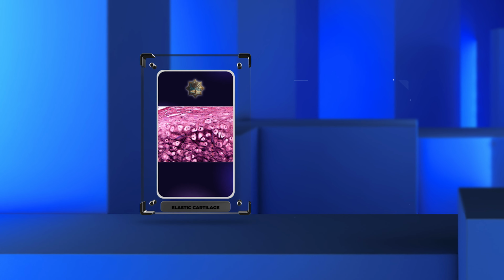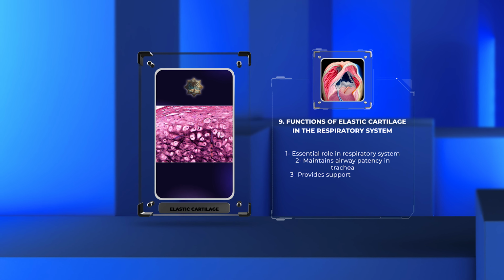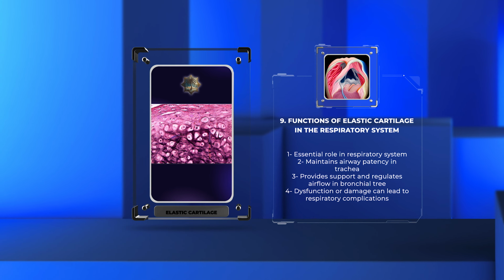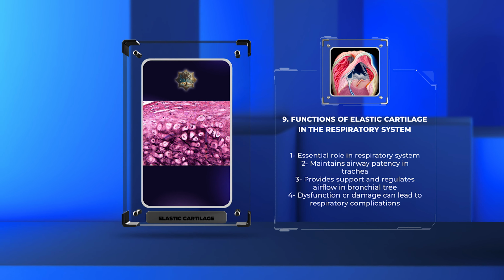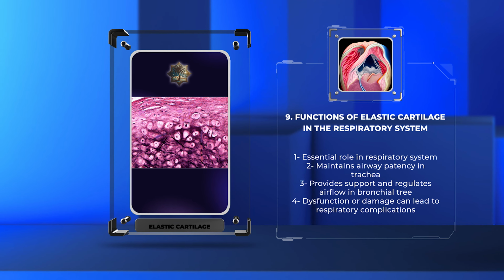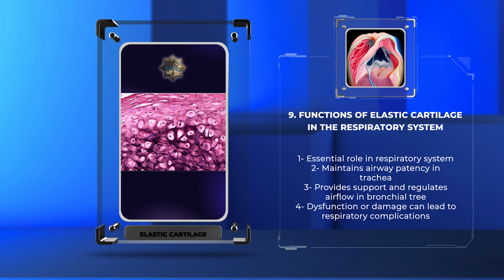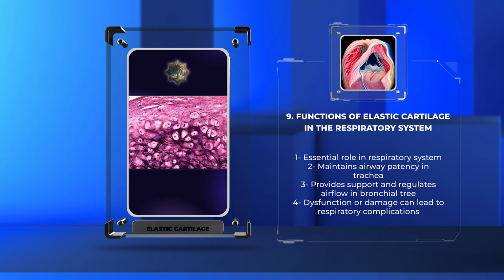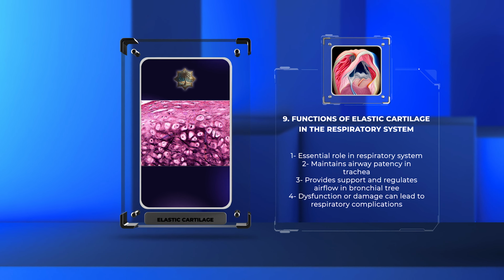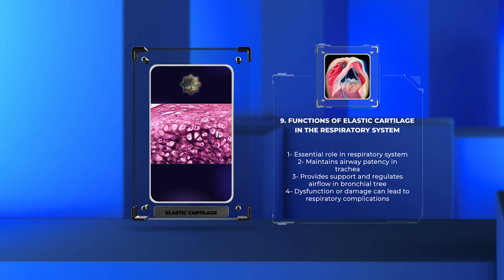Elastic cartilage plays an essential role in the respiratory system. In the trachea, it helps maintain the patency of the airway, preventing collapse during breathing. Similarly, in the bronchial tree, elastic cartilage provides structural support and helps regulate airflow. Dysfunction or damage to elastic cartilage in these regions can lead to respiratory complications and breathing difficulties.